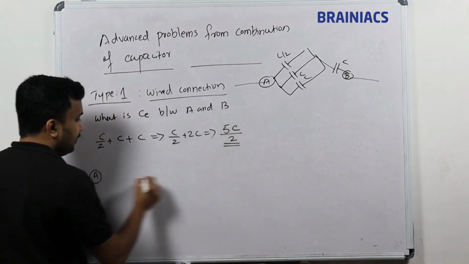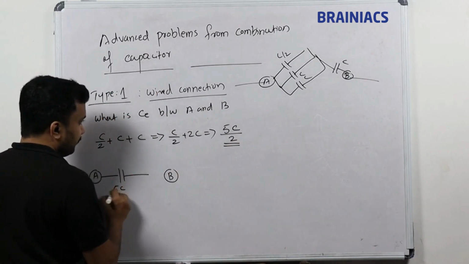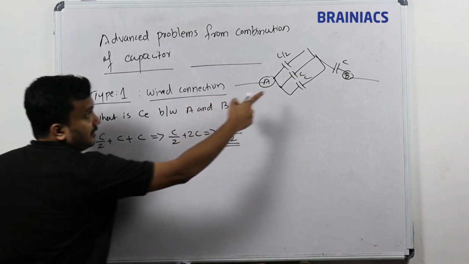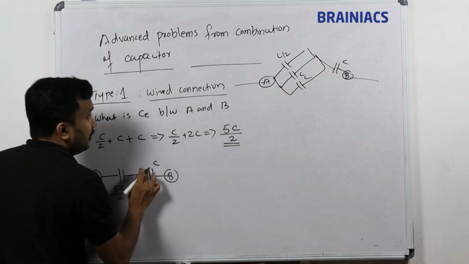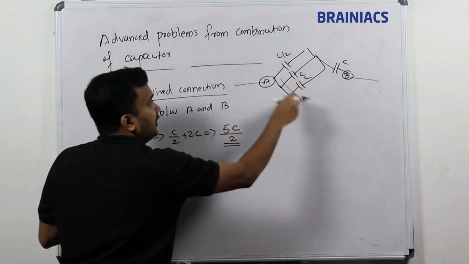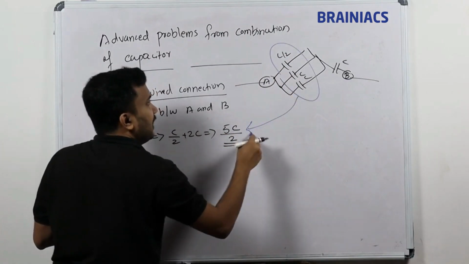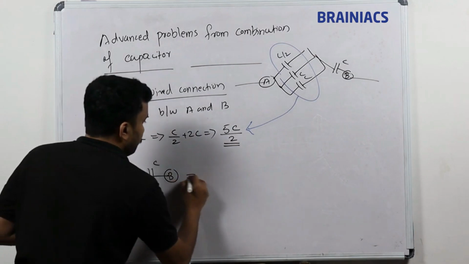Now A will be here and B will be here. This value is 5C by 2, and that is in series with the last one, which is C. This is the parallel combination, whose value we have calculated here. Now these two are in series.